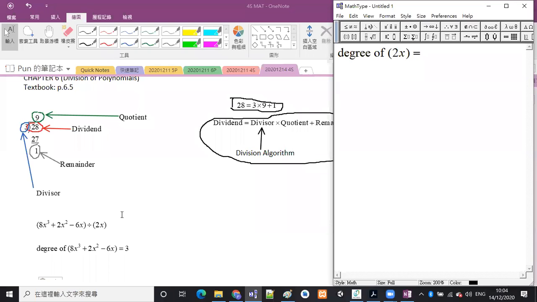Degree of the divisor is the highest power of x. Okay, and that is 1, because x is to the power 1. There is no higher power in this 2x polynomial.